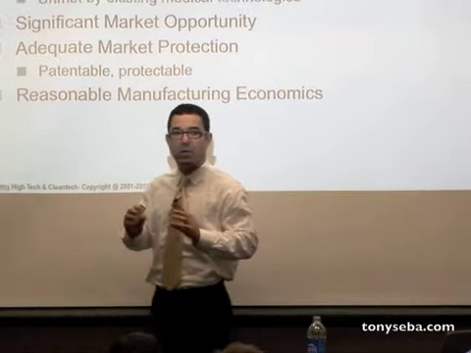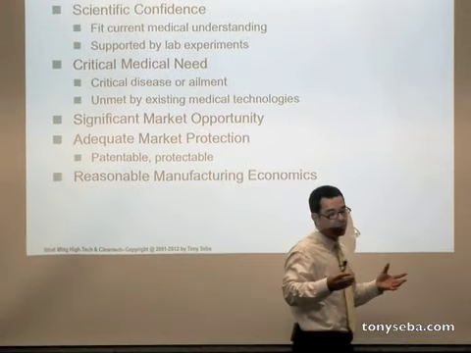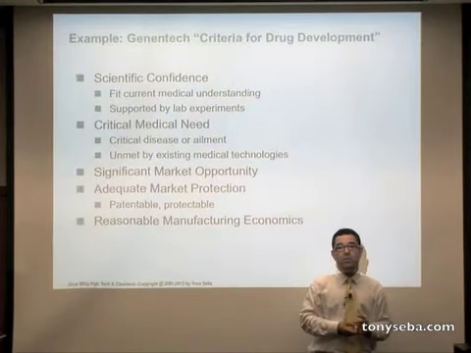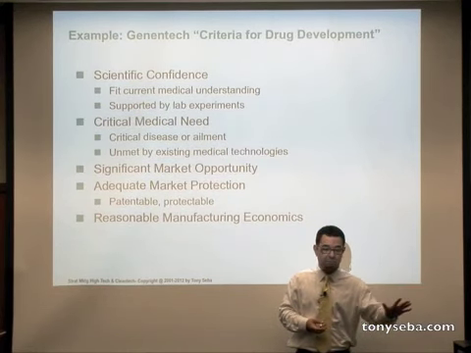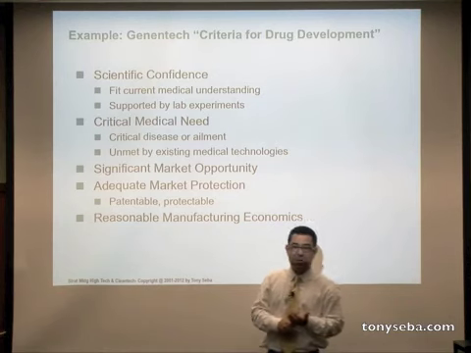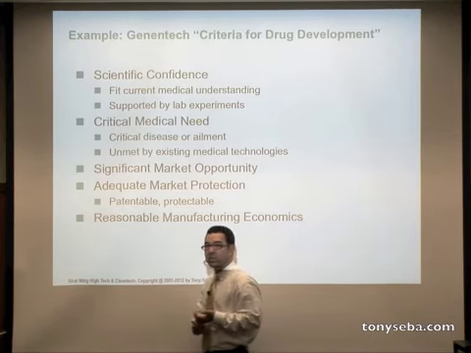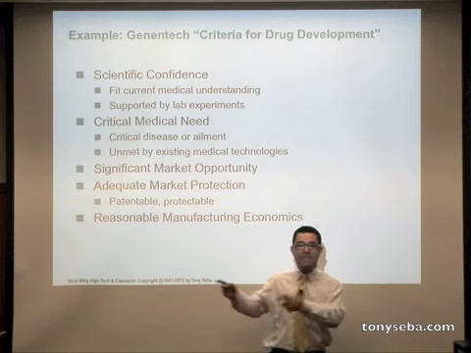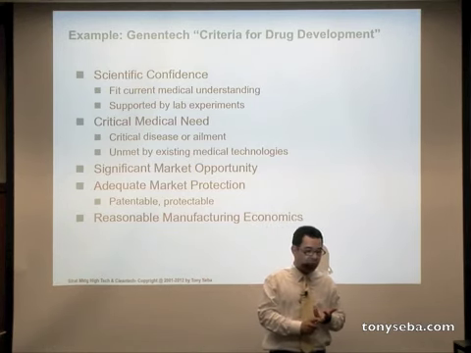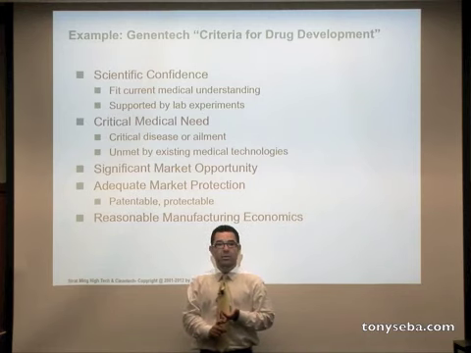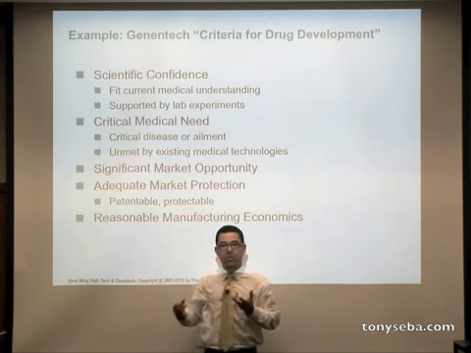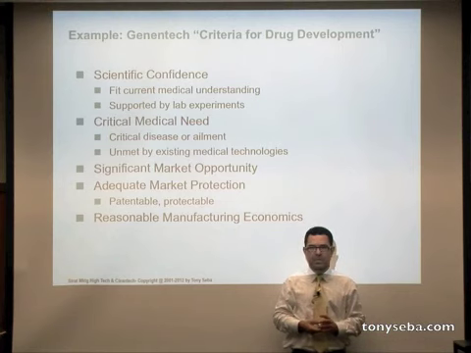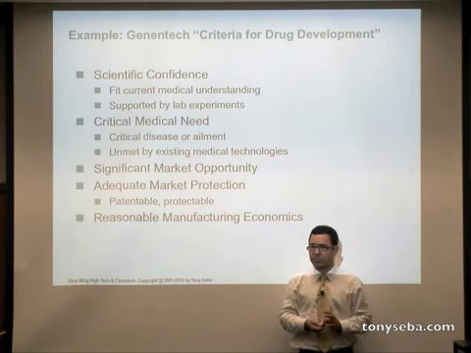So this is an example, even for a large company. Well, not large. Genentech was not quite large at the time, but these are their criteria for drug development. Five criteria: scientific confidence, critical medical need, which in their case, at the time, was oncology, significant market opportunity, which at the time meant $400 million, patentable products, and so on and so forth. So these are five criteria by which they would choose new products, for instance. Does that make sense?